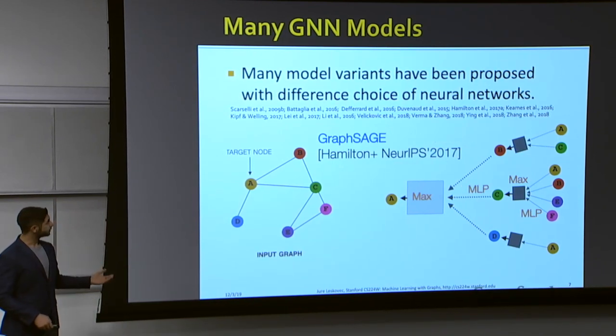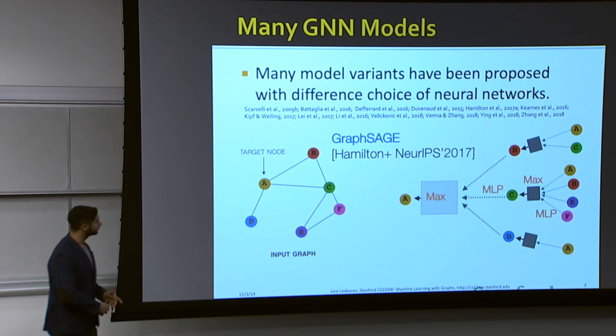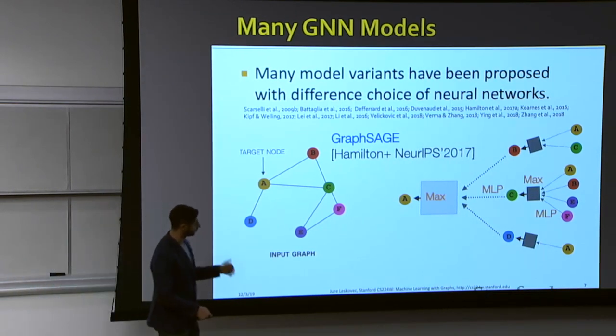We have also seen GraphSAGE, pretty much the same concept. We are going to be still aggregating over neighbors, passing the data through a neural network.